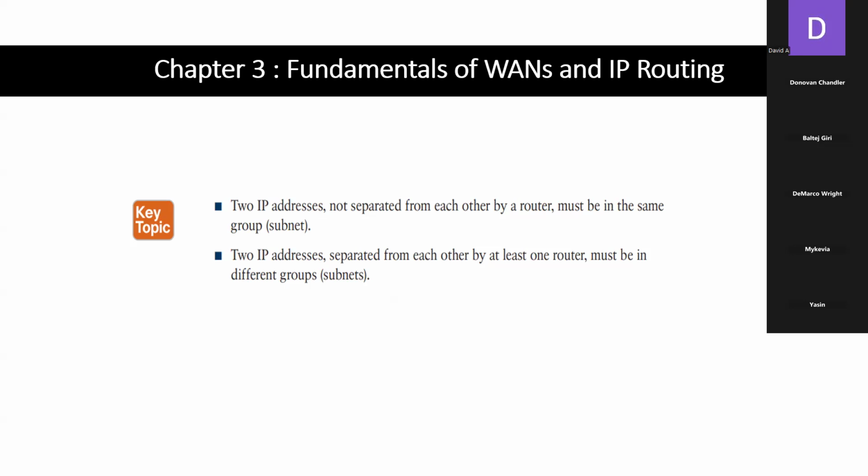So if I have one IP address, 192.168.1.5, and another IP address, 192.168.1.6, what does that mean? They're in the same subnet. But if I have two IP addresses, 192.168.1.5, and a second IP address, 172.16.1.6, right? They're separated by at least one router, aka one layer 3 boundary. That means they are in different subnets. Does that make sense?